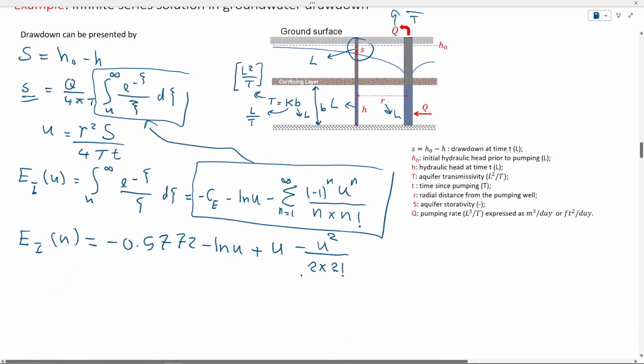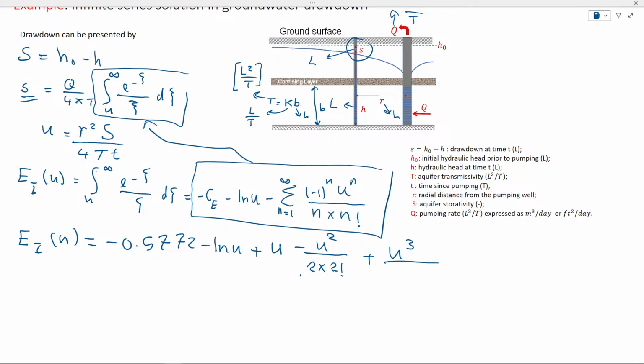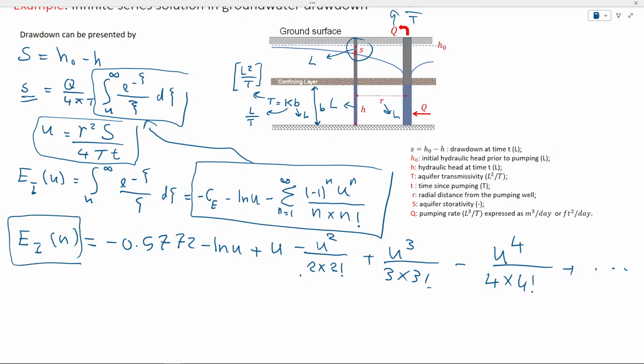And then you can expect what will come next. What will come next would be positive, that would be u cubed, and then you can expect what will come next, that would be u to the fourth, and this will just go on and on. So now I have u, so I can evaluate u, substitute u here, and calculate this approximate solution.